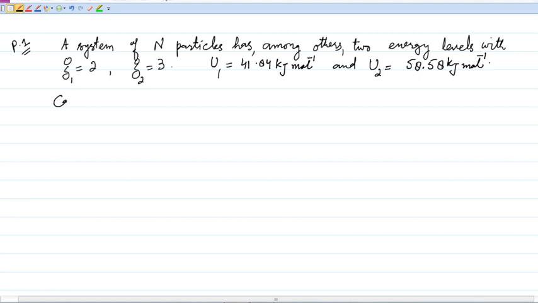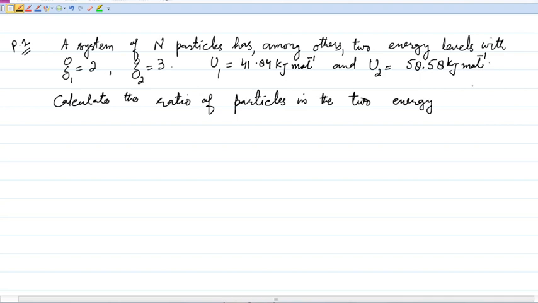Now the question is, calculate the ratio of particles in the two energy states, and the temperature is also given as 1000 Kelvin. Now we have to basically calculate the ratio of simply the particles.